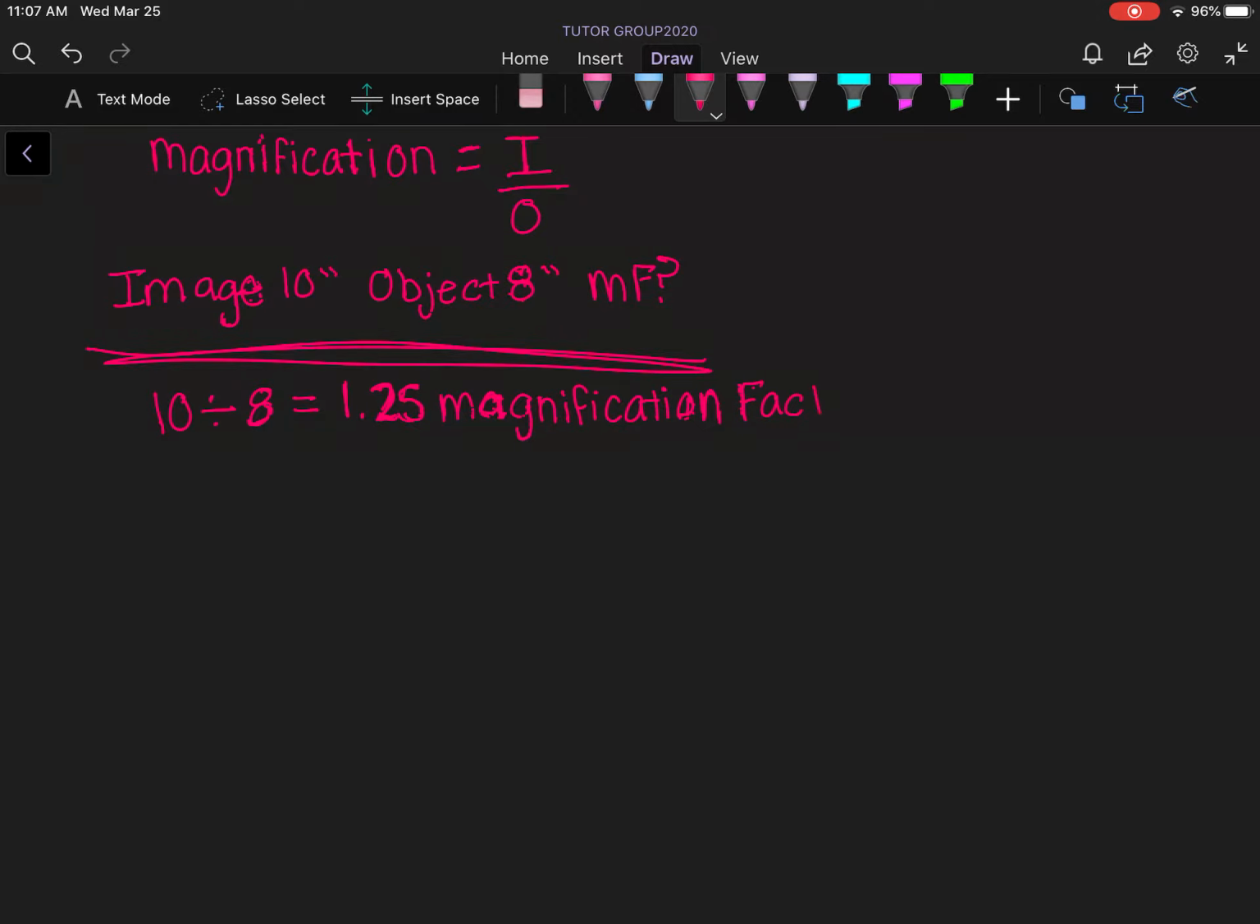Sorry guys, my thing keeps on messing up. Okay, so that is our magnification factor.